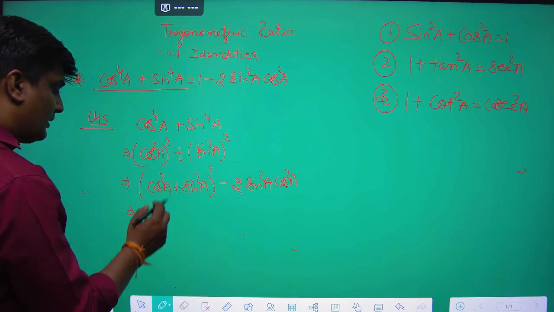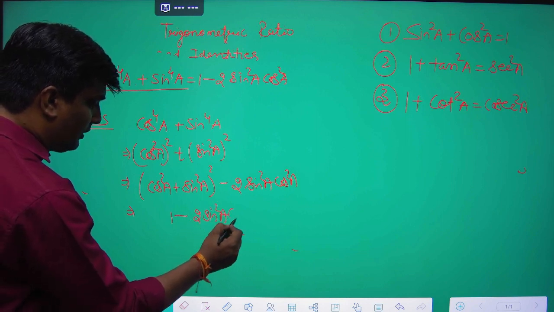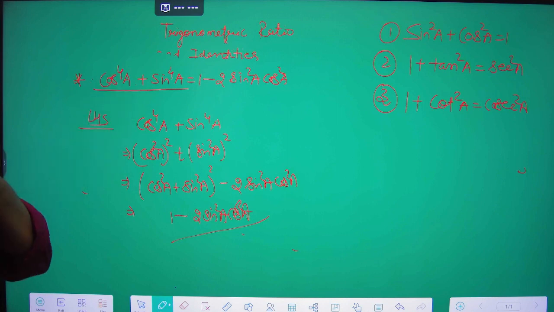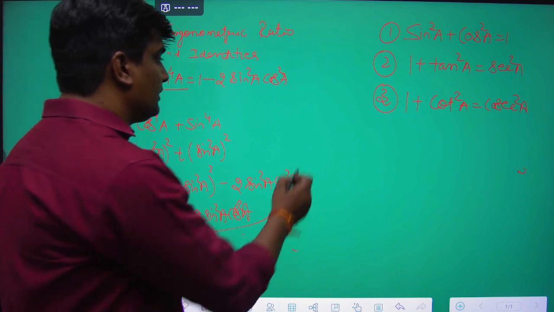So cos square a plus sine square a is equal to 1. So cos to the power 4a plus sine to the power 4a is equal to 1 minus 2 sine square a cos square a.